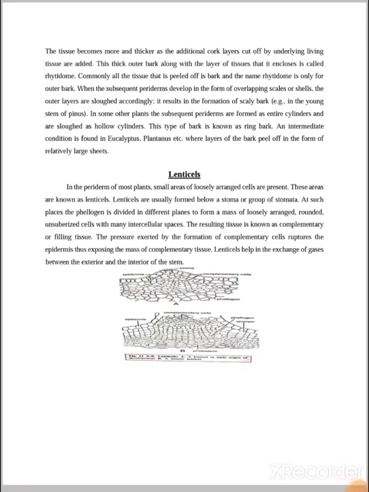The tissue becomes thicker, and additional cork layers cut off underlying living tissue that then dies. The thick outer bark along with the layer of tissue it encloses is called the rhytidome. Commonly, all the tissue that is peeled off is called bark, and the name rhytidome is only for the outer bark. When the subsequent periderms develop in the form of overlapping scales of cells, outer layers are sloughed off accordingly. This type of bark is known as scale bark, or an intermediate condition found in Eucalyptus.